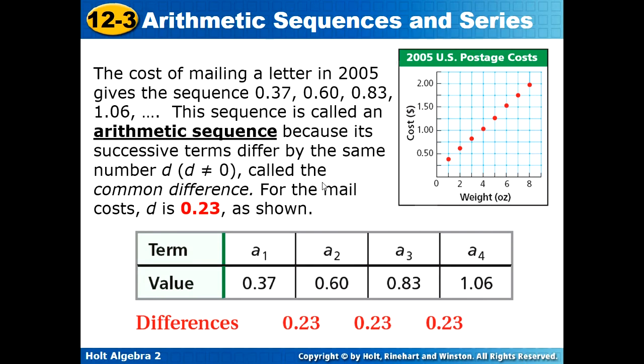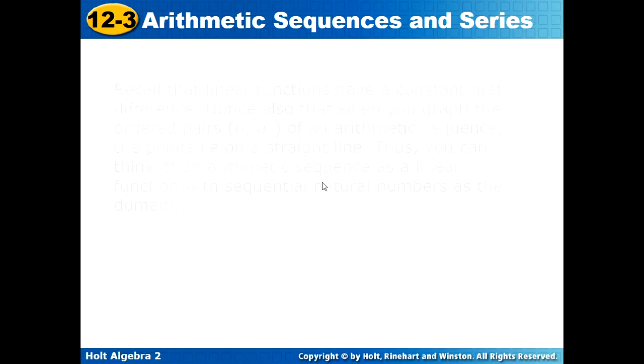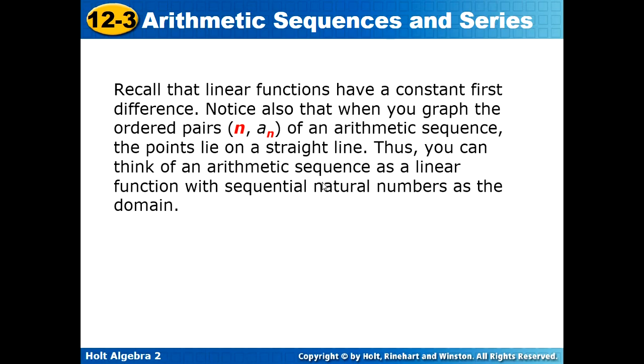Remember the very first lesson where we did the first difference, the second difference, and the ratios? We tried to see which one was the same on all those. Well, if it's got the same first difference, it's called an arithmetic sequence. Recall that linear functions have a constant first difference. Notice also that when you graph the ordered pairs of an arithmetic sequence, the points lie on a straight line. Thus, you can think of arithmetic sequences as linear functions with sequential natural numbers as the domain. And that makes sense. When we talked about it having the same first difference, we said it was linear.